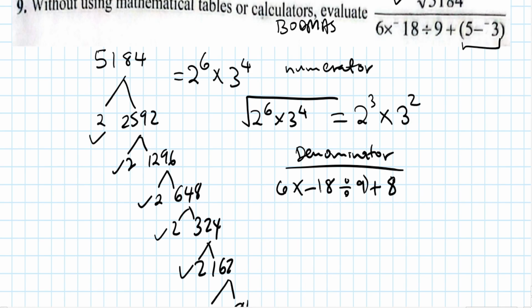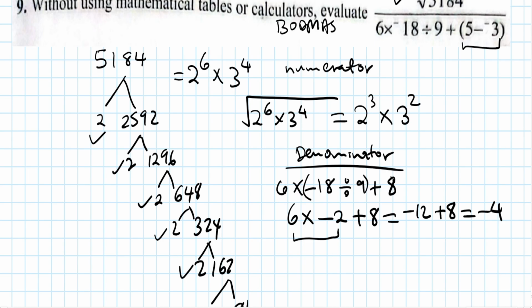Then go to division. So negative 18 divided by 9 gives you negative 2 plus 8. Then it is followed by multiplication. 6 times negative 2 is negative 12, plus 8 is going to give you negative 4.